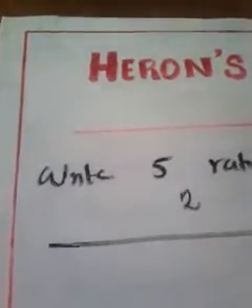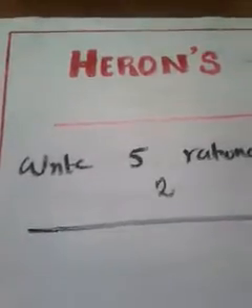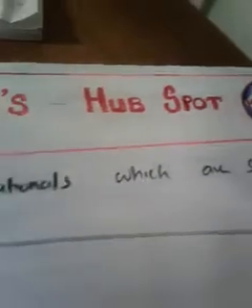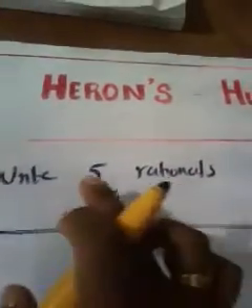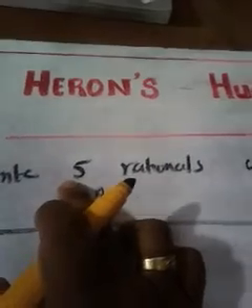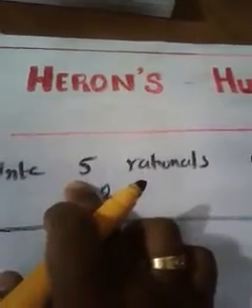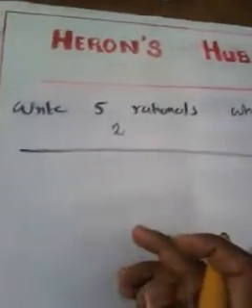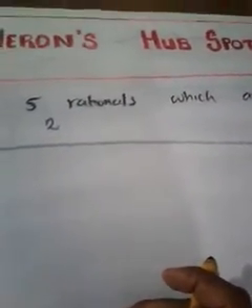Your next question is: write 5 rationals which are smaller than 2. That means you have to find 5 rational numbers, and each rational number should be smaller than 2. You may understand the question. You have to find only 5 rational numbers, and all of them should be less than 2. Can you tell me some numbers less than 2?